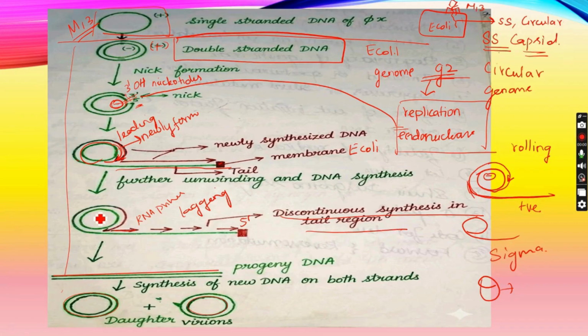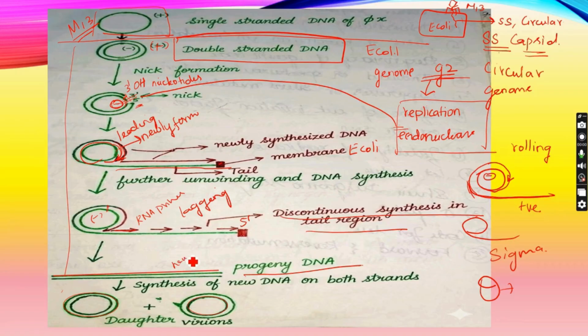Therefore, after rolling back of the negative strand, a replica of the positive strand, a full DNA, is synthesized after it reaches the origin. That means the region where the replication started off. When it reaches the origin, it stops its replication. A continuous leading strand has been synthesized, and in the tail region the lagging strand is synthesized. Therefore, a progeny DNA is synthesized.